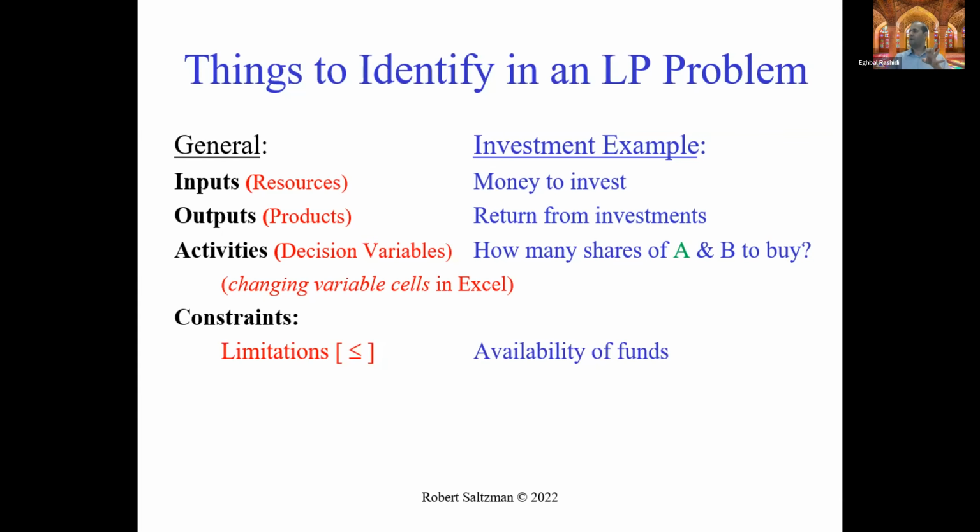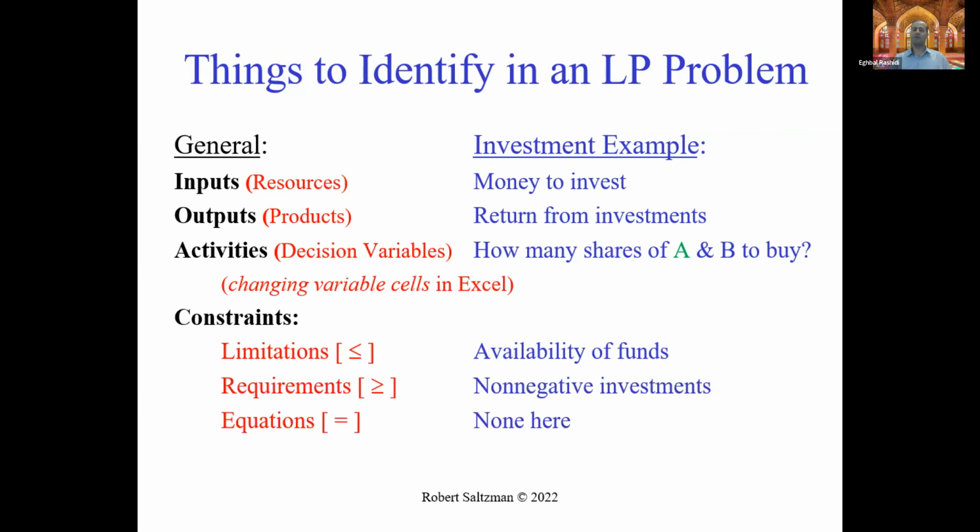There are three types of constraints: less than or equal to constraints, greater than or equal to constraints, and equality constraints. In this specific problem, we have a less-than-or-equal-to constraint, and that's our constraint on our budget. That means how much we spend on investment should not exceed $1,000. Whatever we spend on stock A and stock B should be less than $1,000.